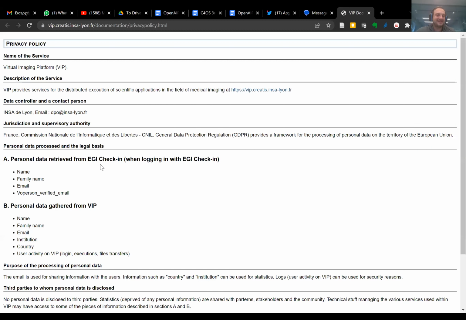Hi. Okay, so thank you for sharing. Let me just go through this again with you. We have the name of the service, VIP, services for the distributed execution of scientific applications. It's a generic description of the service, which makes sense. We'll return to this one later and see if it's adequate. Data controller: here the contact person you see is the DPO. We are fine with that, because even if the DPO is not necessarily the person who's going to resolve the issue, she is the one who's going to share it with the relevant persons in the organization. CNIL is the data protection authority in France, correct? Yes, exactly. So that's fine.